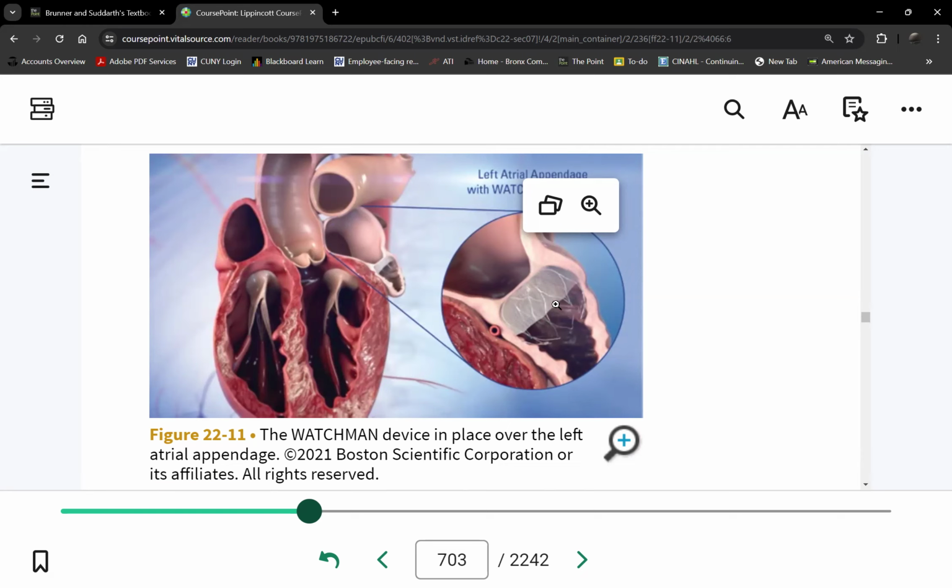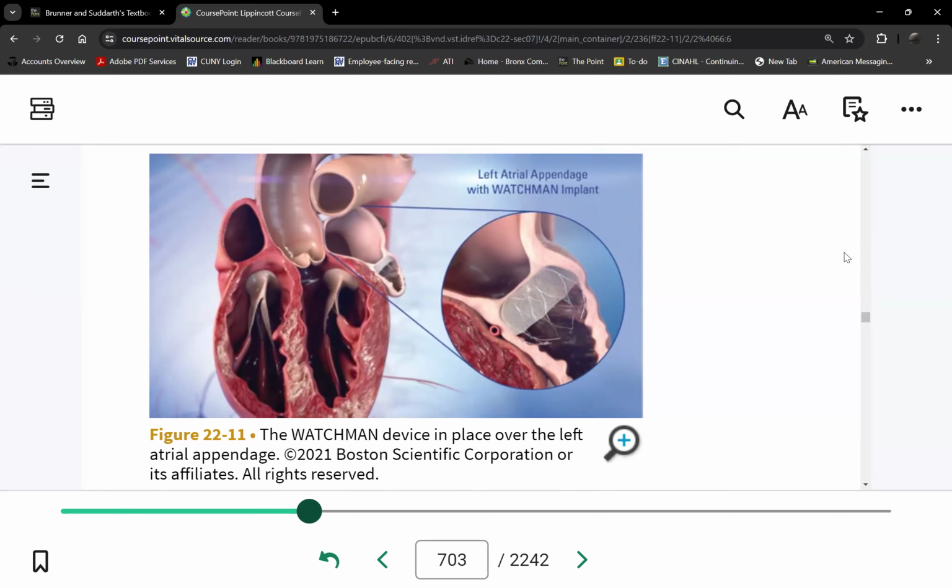Okay, so who gets this? The popular brand is Watchman. Okay, there are many different brands of this device. The Watchman is the most popular. So who gets it? This will be given as an option for people who cannot get anticoagulation. Or maybe we tried ablation, we tried cardioversion, it didn't work. So this will be a last resort option.